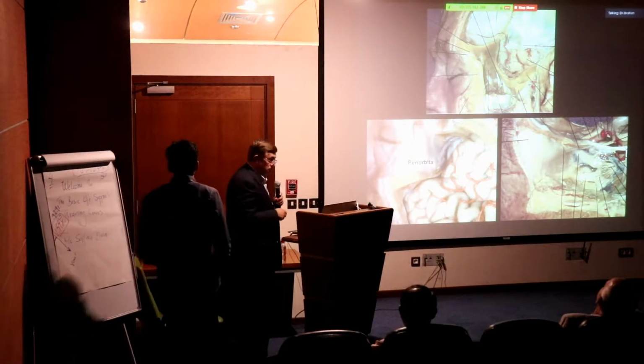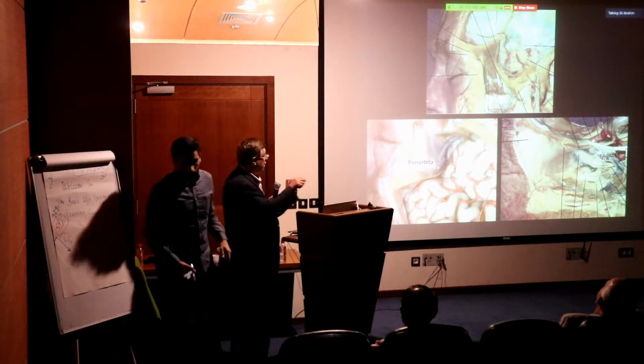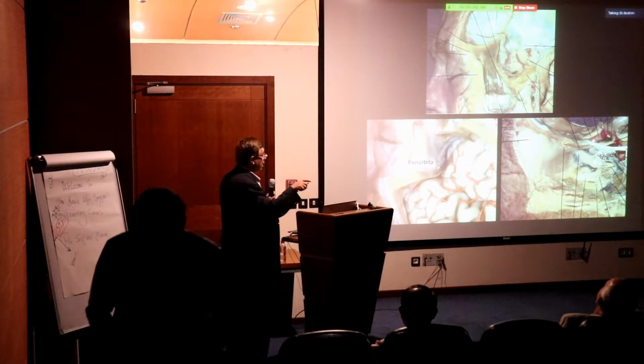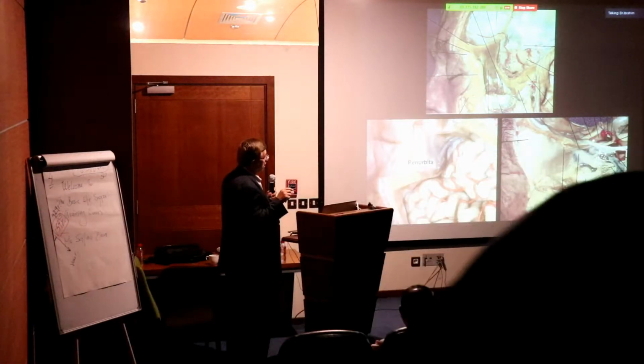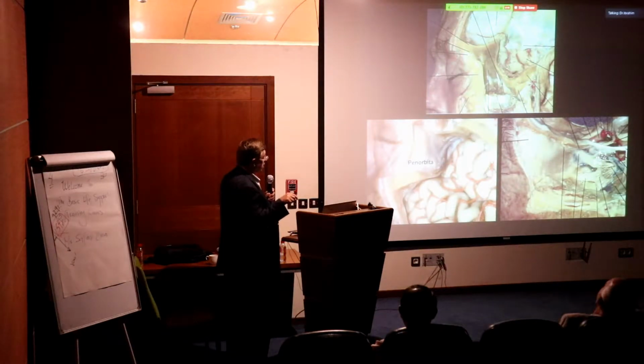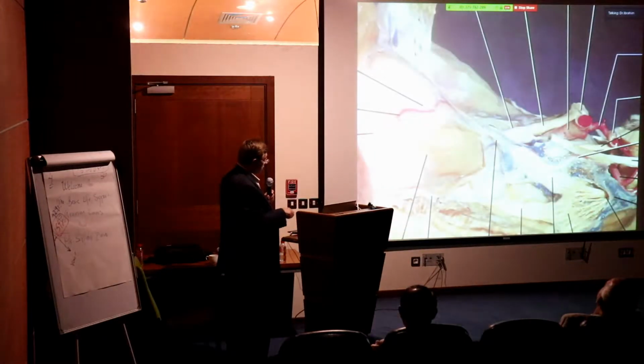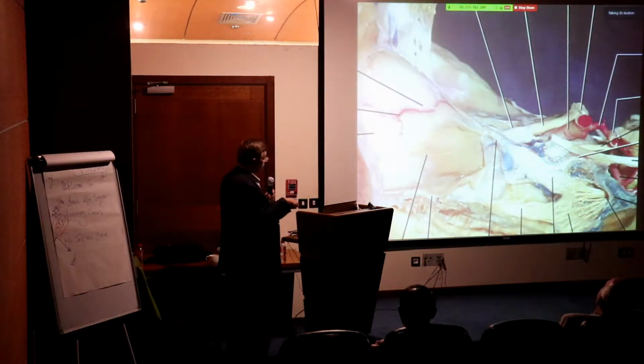If you look at the orbit laterally, again, I'm concentrating on the left orbit anatomy. So you will see the zygomatic arch. This is the lateral wall of the orbit. You open it, you'll see the periorbita. You come with the periorbita like this. So this is the left orbit as seen from the lateral view, and this is the periorbita.